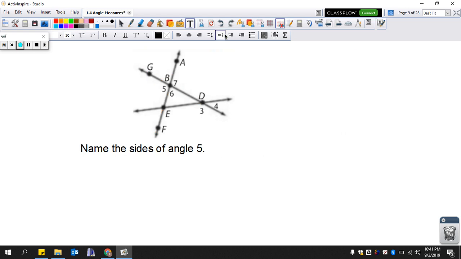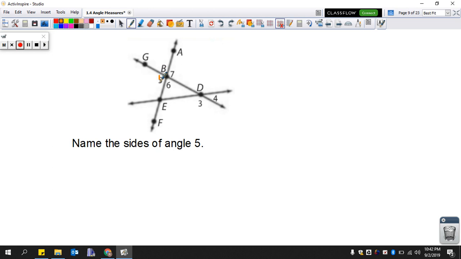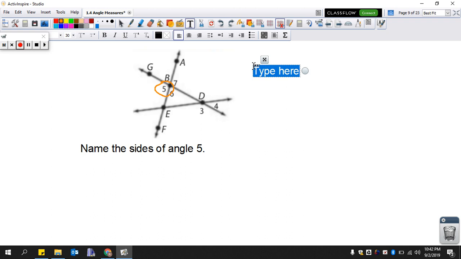Okay. Here it asks us to name the sides of angle 5. Angle 5, which we've already done, is this angle right here. And so the sides are GB or BG, BE or BF. All three of those are the sides of angle 5.